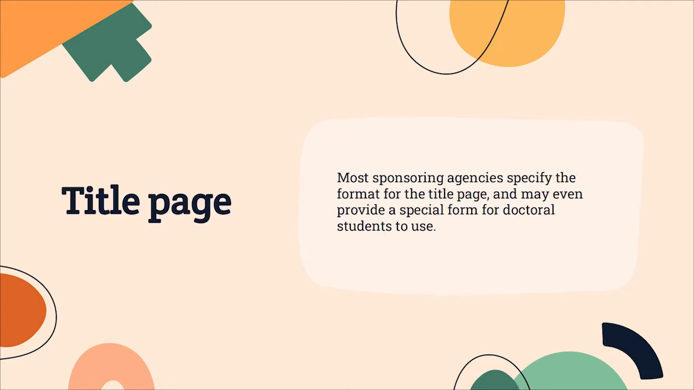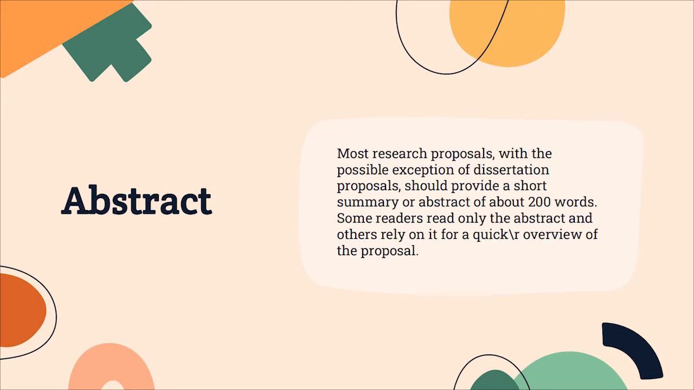Title page. Most sponsoring agencies specify the format for the title page and may even provide a special form for doctoral students to use. Abstract. Most research proposals, with the possible exception of dissertation proposals, should provide a short summary or abstract of about 200 words. Some readers read only the abstract and others rely on it for a quicker overview of the proposal.